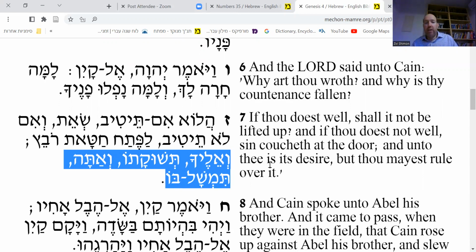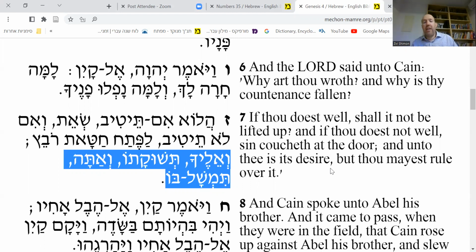What are we talking about? Your desire is to you, but you will rule over it or him, right? So there are two major possibilities here. It's either that we're talking about the sinful urge, right?